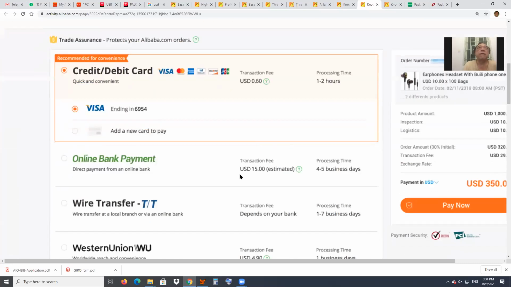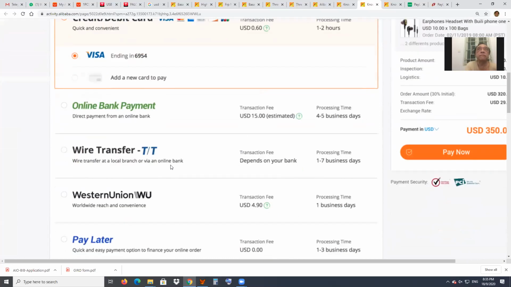So you can do an online payment, but this one is only for China banks only, or some. I have not used this online payment. And then you can do a wire transfer. This one is very simple. You go to a bank, then you do a transfer. But the bank has a charge.